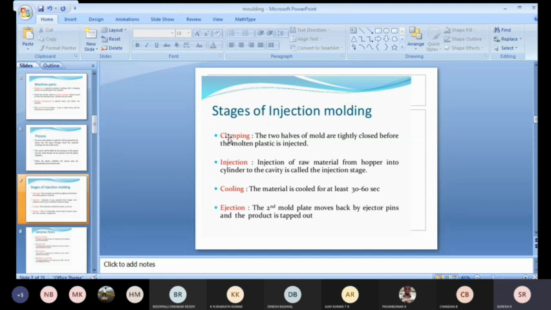Initially, clamping: the two halves of the mold are tightly closed before the molten plastic is injected. Then injection, cooling, and ejection. This is just the working principle, but here it is given stage by stage. You can write this one as well as the explanation, in paragraph form. Both are correct.